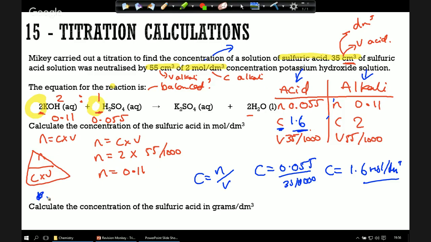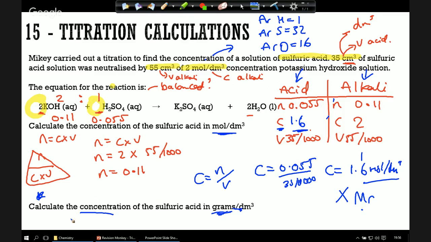Now, the second thing that they might ask you to do is calculate the concentration of the sulfuric acid in grams per decimetre cubed. And if they ask you in grams per decimetre cubed, you need to be thinking about what moles are, and you will use your periodic table. So you need to think about the relative atomic mass of hydrogen, which is 1, the relative atomic mass of sulfur, which is 32, and the relative atomic mass of oxygen, which is 16. If they ask you in grams per decimetre cubed rather than moles, you need to multiply this answer by the relative formula mass of H2SO4.